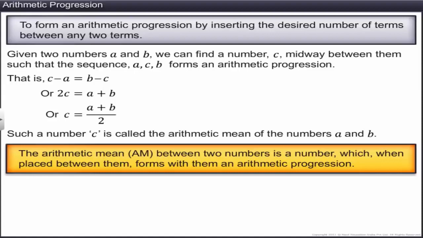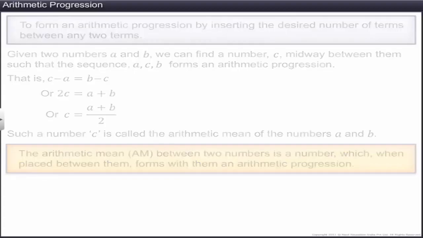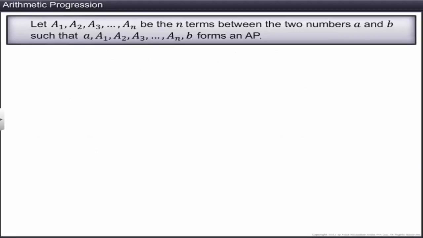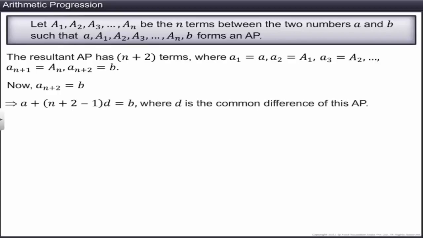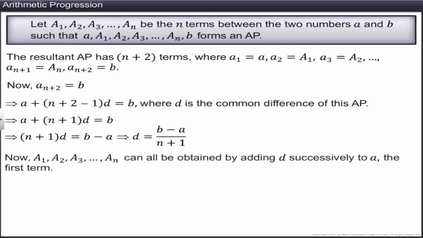In general, we can insert any number of terms between two given terms such that the resulting sequence is an arithmetic progression. Let us insert n terms between a and b such that the resulting sequence forms an arithmetic progression. This resulting arithmetic progression has n plus 2 terms, where a is the first term and b is the (n plus 2)th term. Now, the (n plus 2)th term is b. This implies a plus (n plus 2 minus 1) into d is equal to b. It further implies that d is equal to (b minus a) upon (n plus 1). Now the inserted terms can be obtained by adding d successively to the first term.